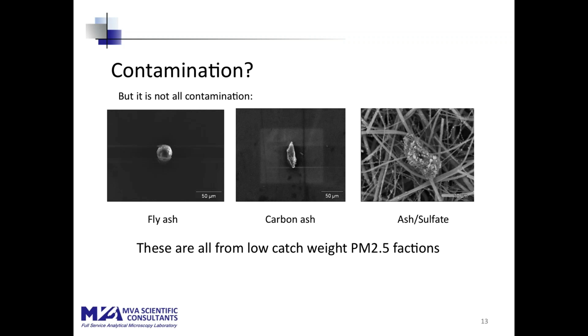On the left is a silicate fly ash particle. You can see that that particle is almost 40 microns in diameter. In the middle is a carbon ash particle, a graphite particle. You can see that this particle is 50 microns or so in longest diameter.